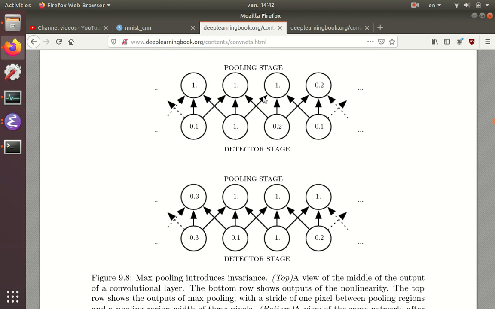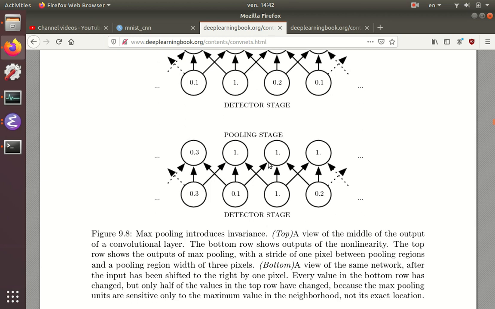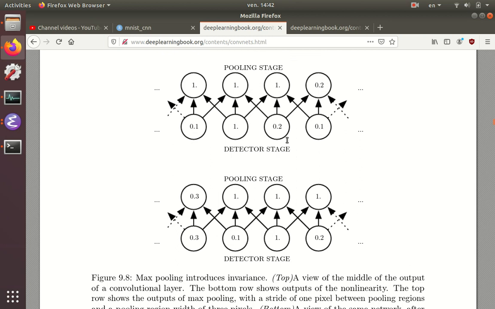If you shift the input image to the left or right a little bit, all of the units before pooling are going to change. But if you use this pooling step, not all of the units are going to change. It's going to reduce the number of units that change. That's the point of max pooling, and I hope you understand that a little bit better now. Thanks for listening.